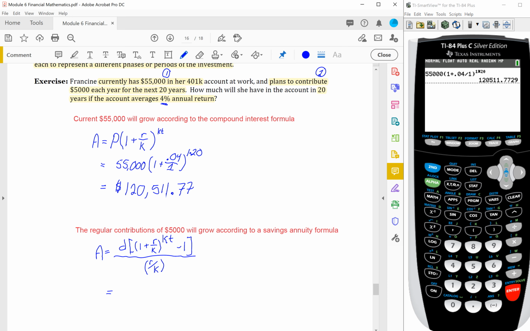Now let's put in the values that we have here. Your D, your regular contribution, is the $5,000. Your 1 plus your interest rate, again 4%, written as a decimal, done once per year, raised to the 1 times the number of years, which we're doing this for 20 years, minus 1, all divided by R over K, again your interest rate as a decimal divided by the number of times you compound per year.